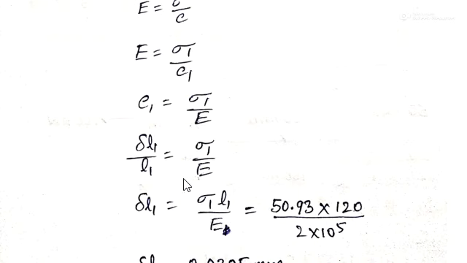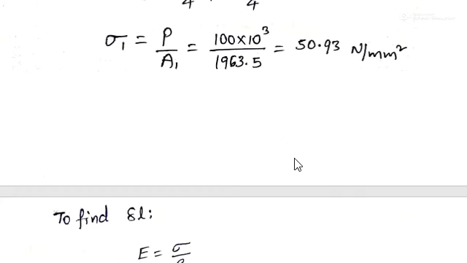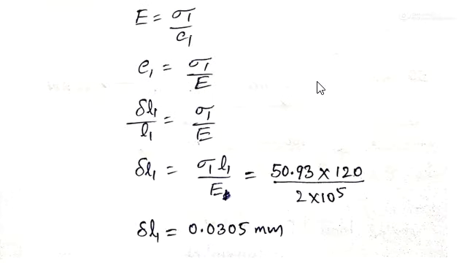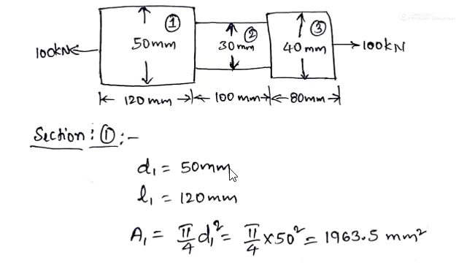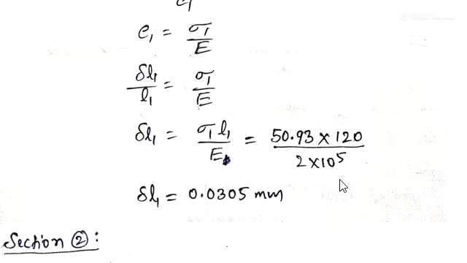So that we can write delta L1 is equal to sigma 1 L1 by E. When you substitute the stress sigma 1 value we got in the previous step, 50.93, the length of the first part 120 mm, and E value 2 into 10 to the power of 5 given, and simplify, we get the change in length for part 1, that is delta L1, or elongation for part 1, as 0.0305 mm.